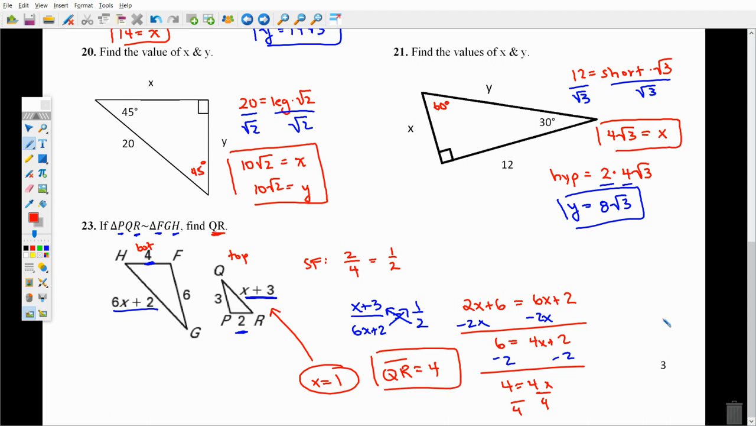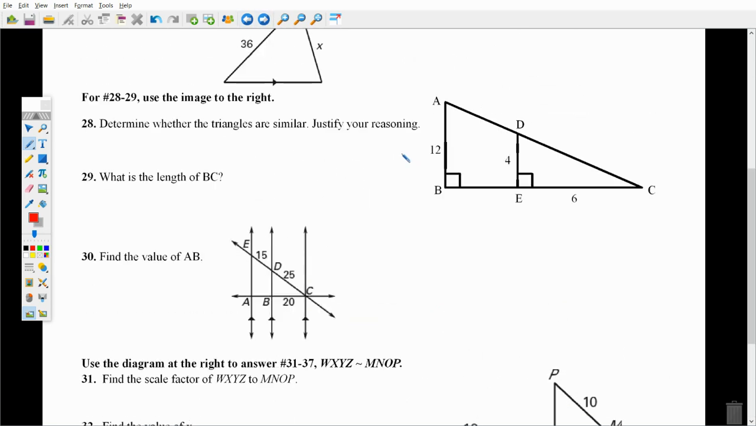You could find HG if you wanted to. You get 8 and put it as a scale factor. You'll get 1/2 again. But QR is 4, and that's all you need.